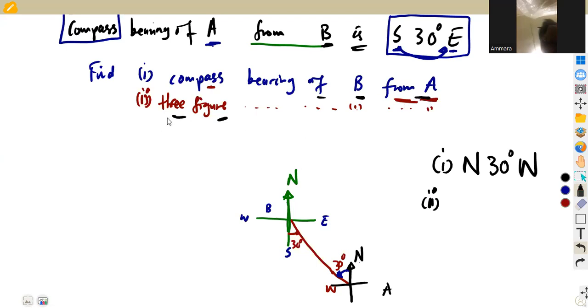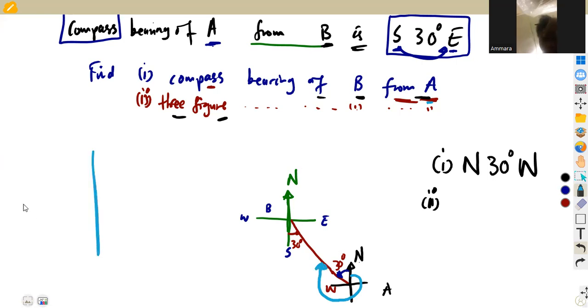We said the 3-figure bearing always is taken from where? From the north pole in a clockwise direction. It's a fixed thing that you are supposed to understand on these two bearings. 3-figure bearing always, we are going to take this bearing from the north pole of A, in the clockwise direction until we reach the line that is going to B. Until we reach this line, then we are done. We stop after reaching the line.